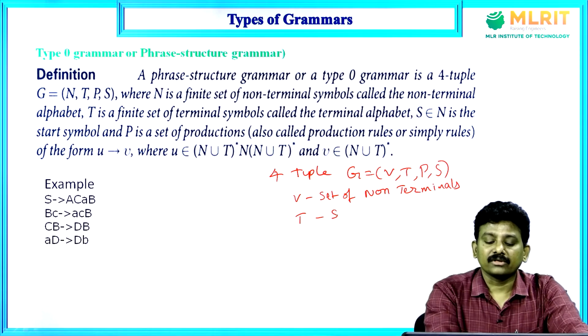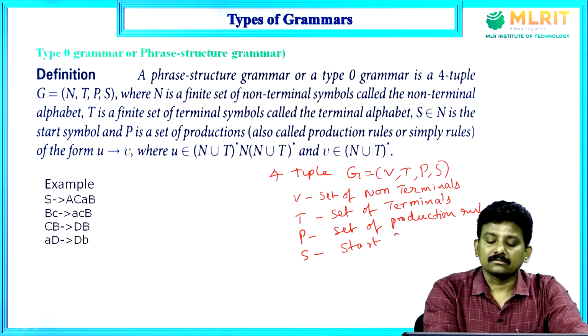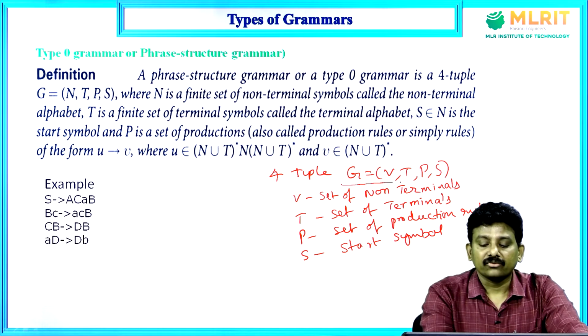T is set of terminals. P is set of production rules. S is start symbol. Grammar is defined as 4 tuple.